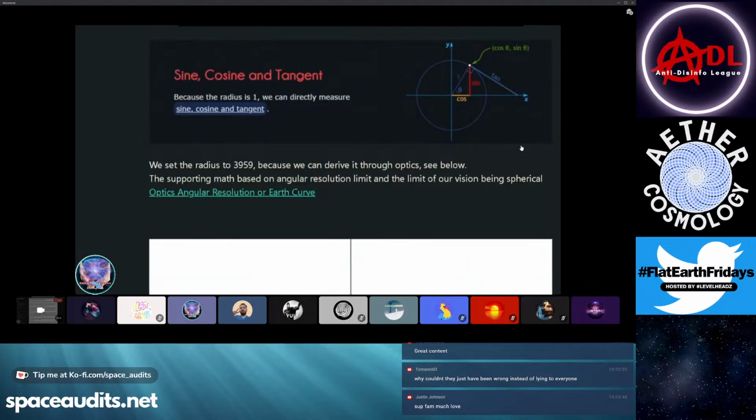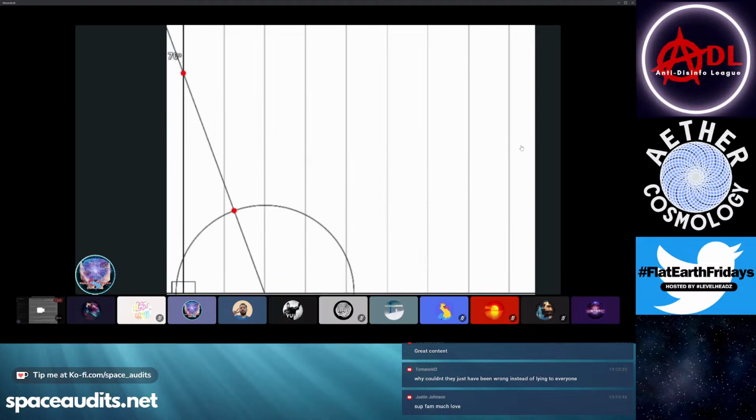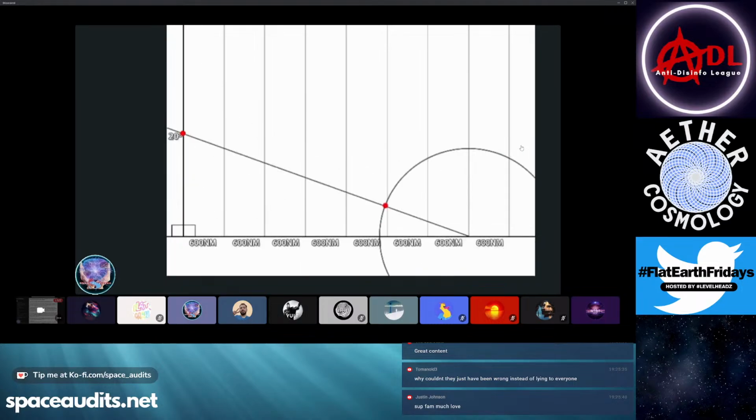Just to explain the unit circle here, because the radius is 1, we can directly measure sine, cosine, and tangent. We set it to 3959 and then multiplied our result by that afterwards, so that we knew we were using it correctly. And again, this dictates that we set the maximum visible radius around the observer, which moves with you, as 3959. And we could have approximated it like this. We would just use this. Just think about this math.